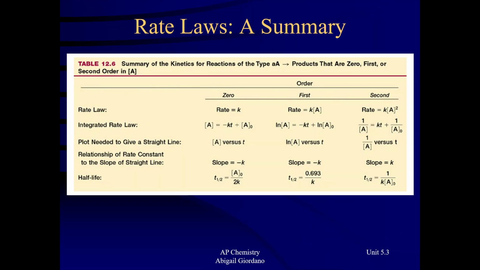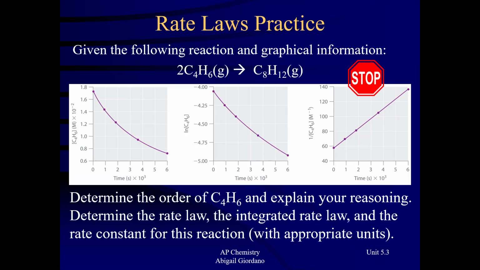So what does a problem with this sort of information look like? Well, guys, it might look like this. As I said, you're probably not going to have to create your own graphs. They will be created for you, and they're going to look like this. So we're given a reaction, we're given some graphs, and we are told to determine the order of this reactant and explain our reasoning. Determine the rate law.